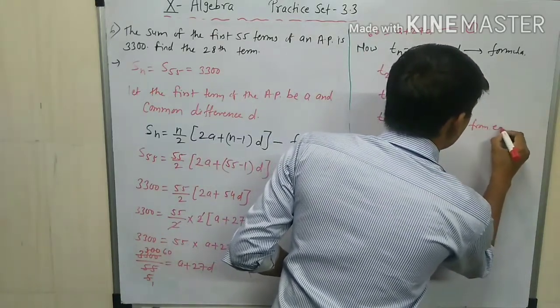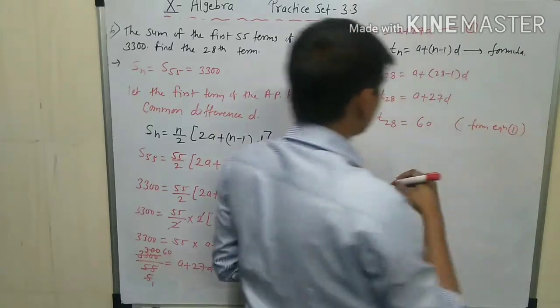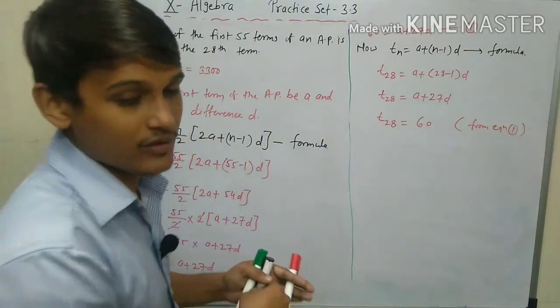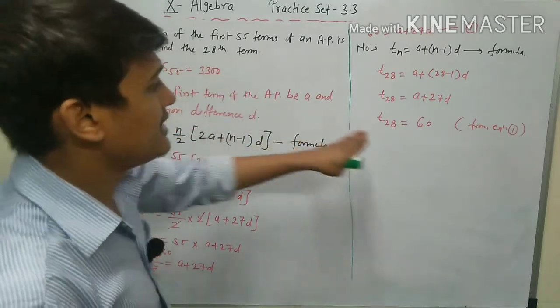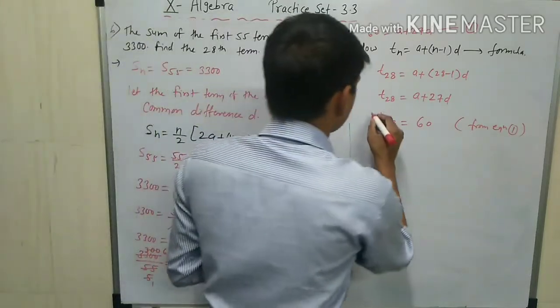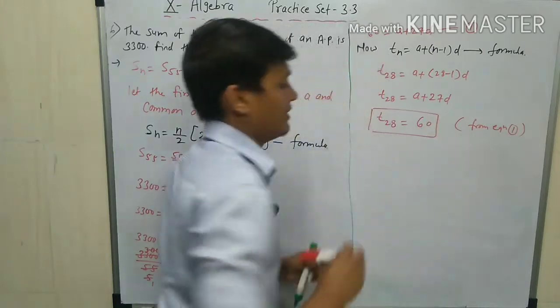From equation 1. Understood? Now last, we can write here the answer. The 28th term is 60. This is your final answer.